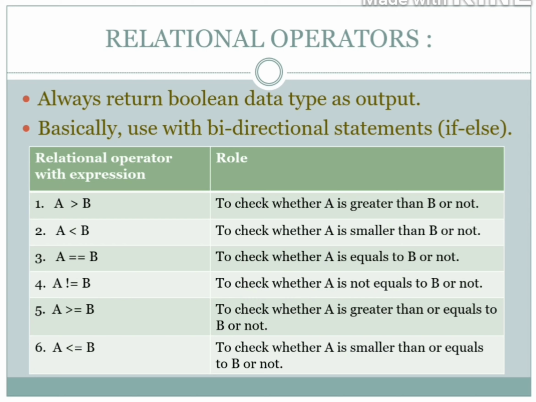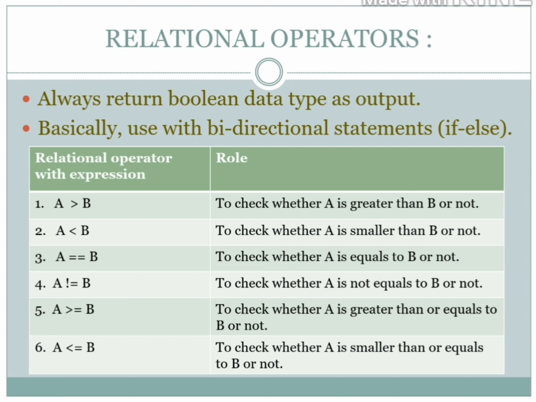In the same way, A equals to B. The sign is a conditional sign. We check whether both are equal or not. If both are equal, it provides us true. If both are not equal, it provides us false. Next, A not equals to B checks whether A is not equal to B or not. If both are not equal, that provides us true. If both are equal, then it provides us false.